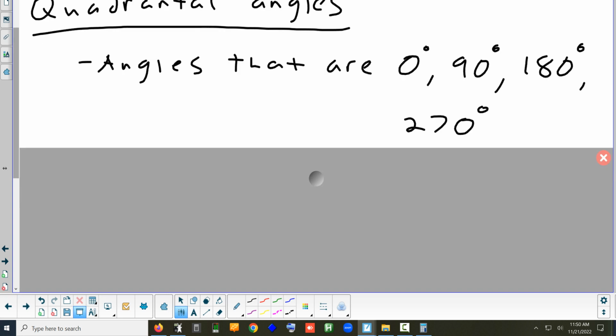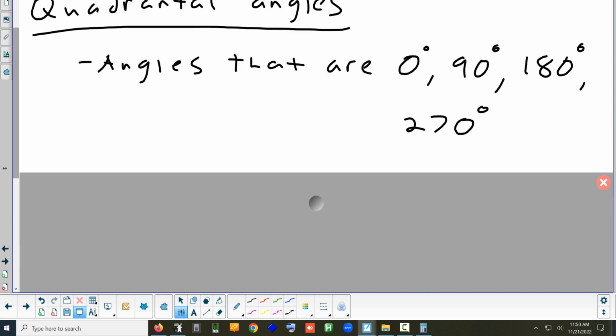So the 4 angles that we're focusing on right now, and the only ones we're going to do today, are called the quadrantal angles. The reason they're called that is because they are the angles that land on the axis: positive x, positive y, negative x, negative y.